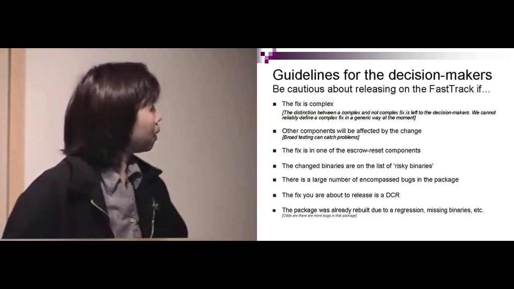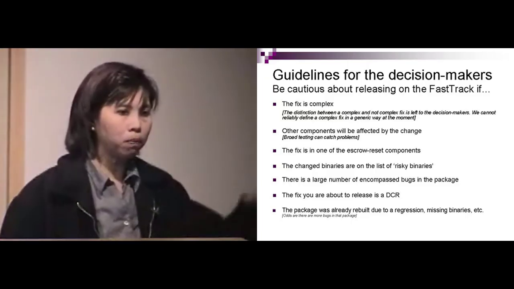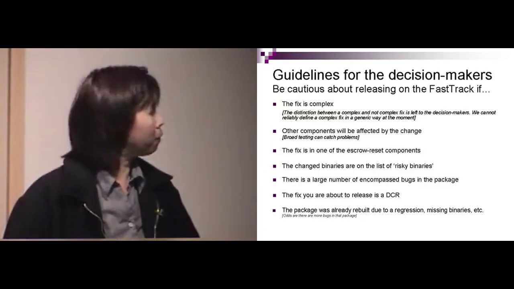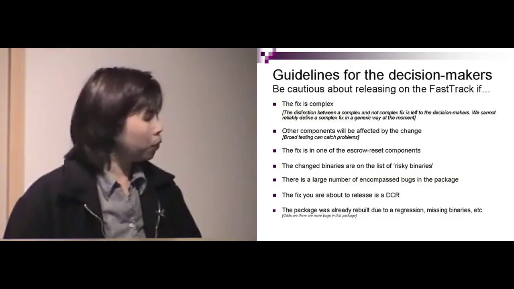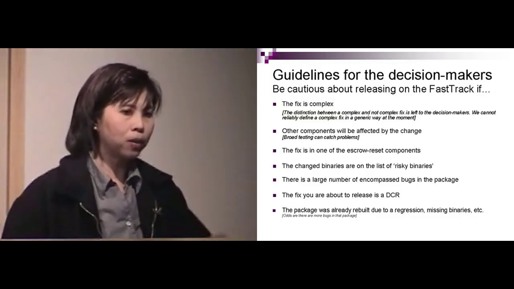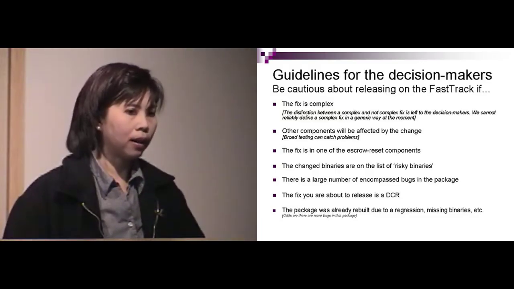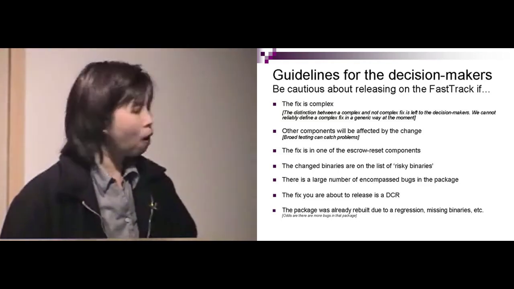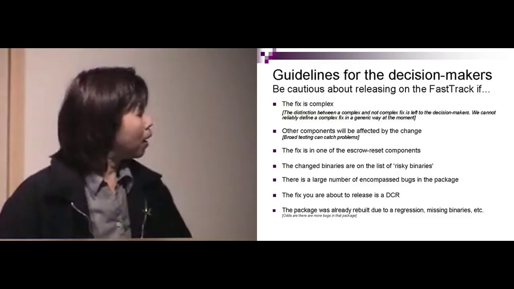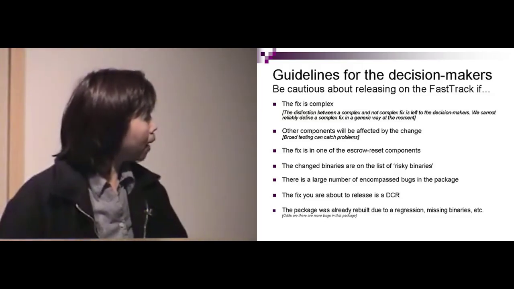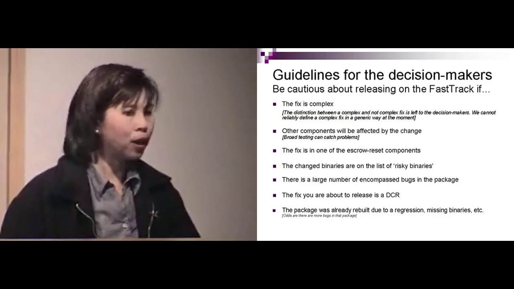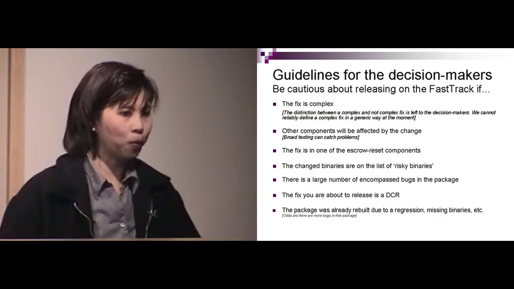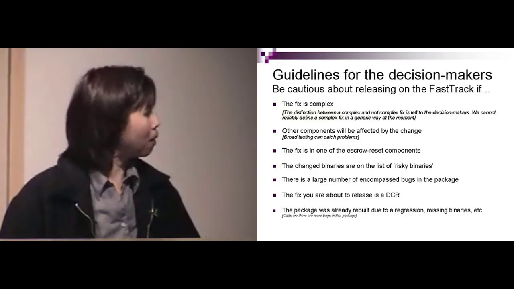We suggest that bug fixes that affect multiple areas not be done on a fast track. And fixes that are in one of the escrow reset components are not likely to be a good candidate for fast track either. I will give you the list of all those escrow reset components later. We're also saying that if the affected binaries are considered risky binaries, don't do it. We also have a list of risky binaries to give you some guidelines.